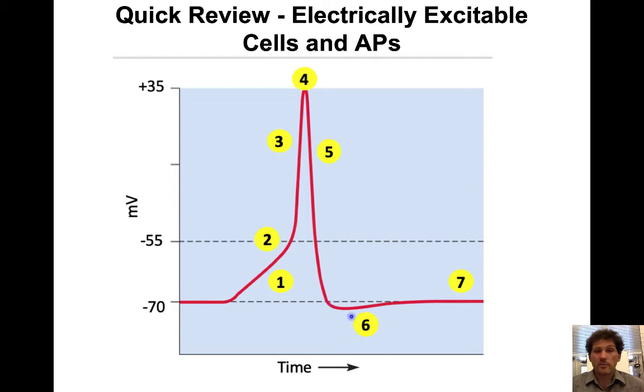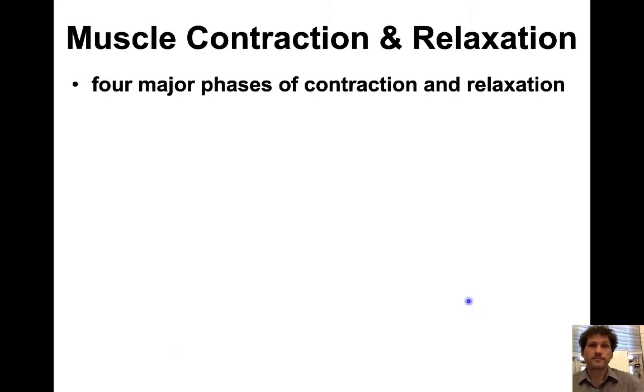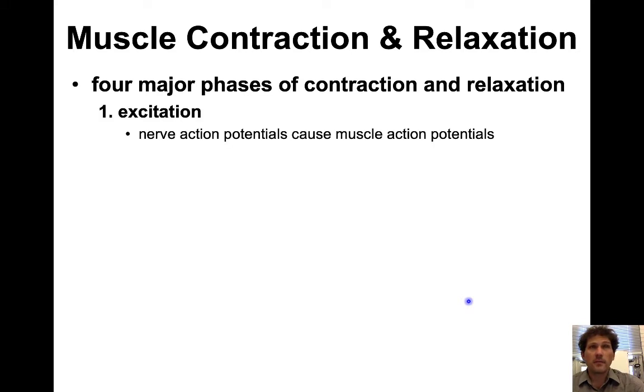We have our hyperpolarization and our relative refractory period, which is again helping us move that action potential in one direction. And then our return back to resting membrane potential. So what we're going to look at now are basically 4 different phases that play a role in our contraction and relaxation. So our first is excitation.